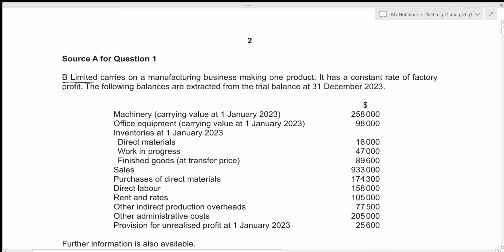B Limited carries on a manufacturing business making one product. It has a constant rate of factory profit. The following balances are extracted from the trial balance at 31st December 2023. So we have been given the machinery carrying value at the opening date, office equipment carrying value at the opening date, inventories at the opening date. We have been given the finished goods at transfer price. We have been given the sales, purchases of direct materials, direct labor, rent and rates, other indirect production overheads, other administrative costs, and we also have the provision for unrealized profit at 1st January 2023.